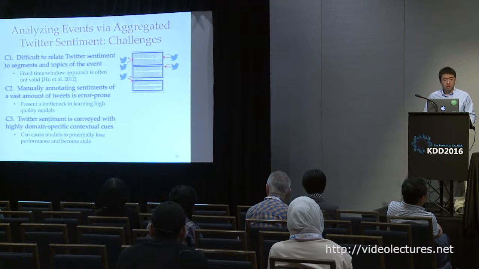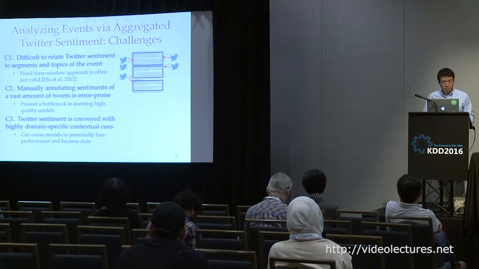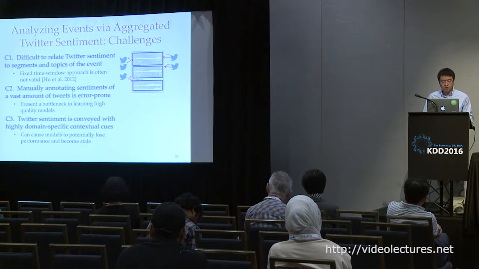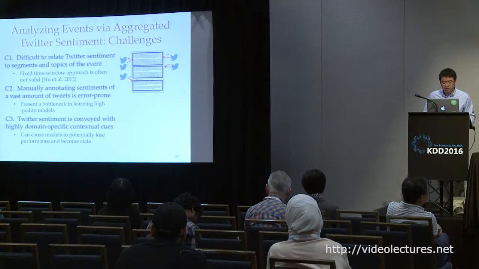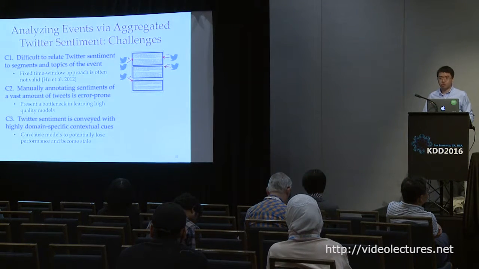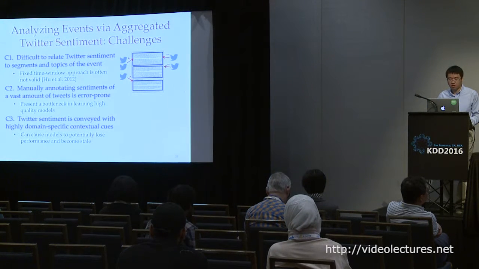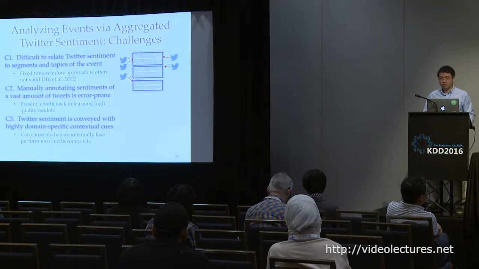The second limitation of this classic 3-step approach is that manually annotating sentiments of tweets is time-consuming and error-prone. We all know that supervised learning approaches often suffer from this problem: labeling data is very time-consuming, very costly, and error-prone.